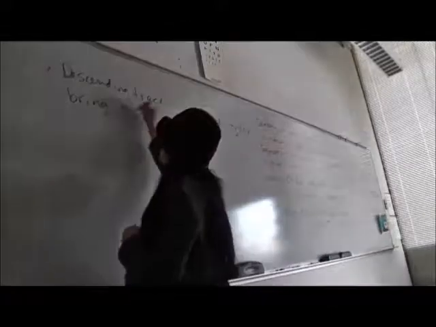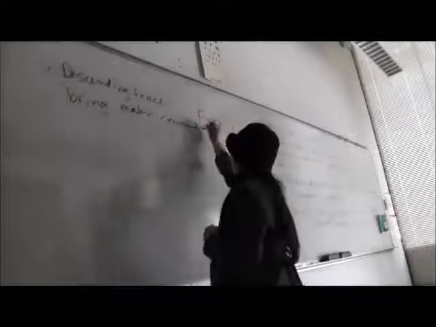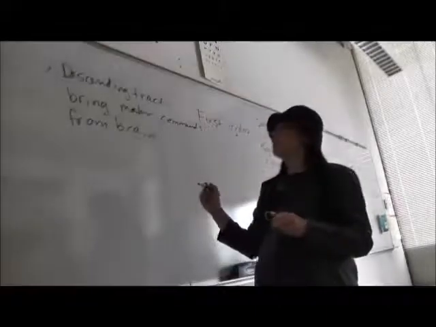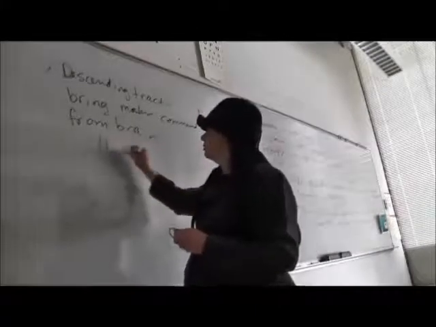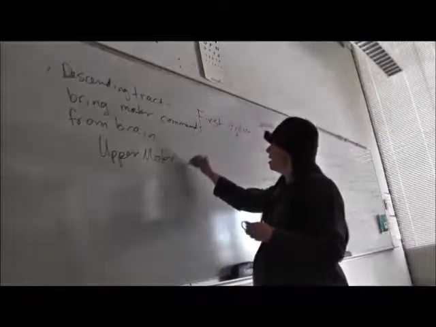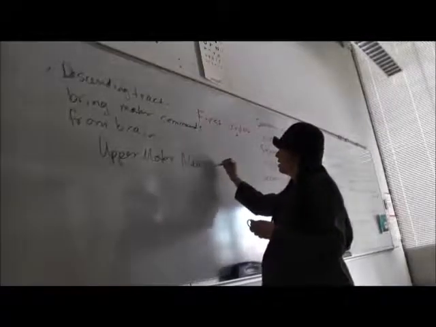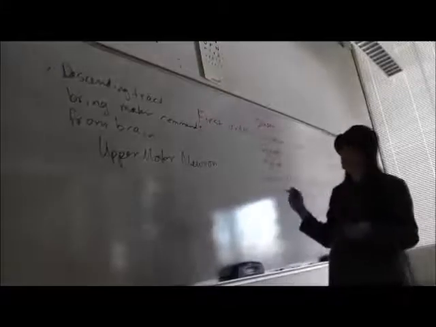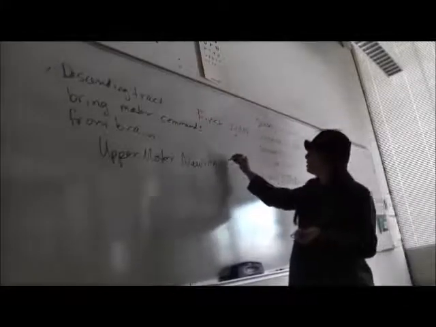So these bring motor commands from the brain. And we use two neurons, an upper motor neuron, which begins, its soma is found in the precentral gyrus, or the primary motor cortex.